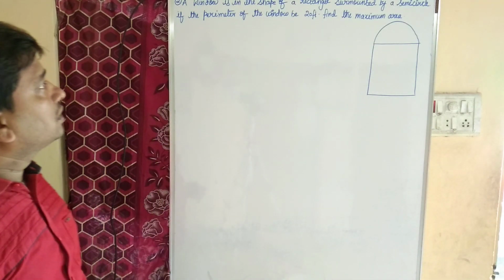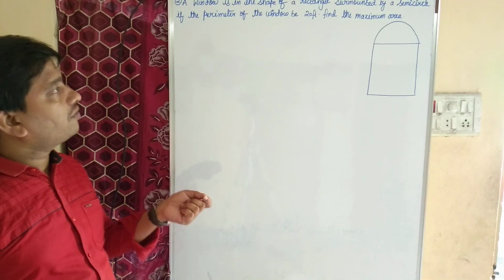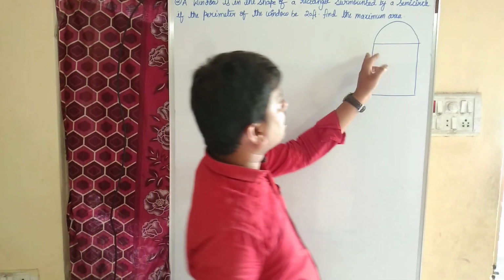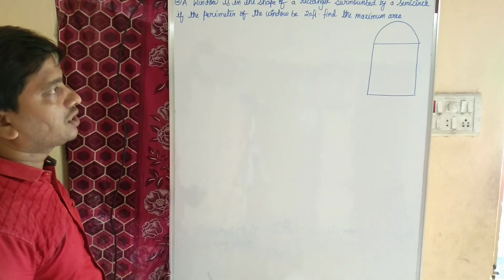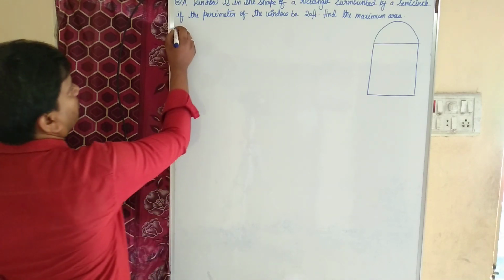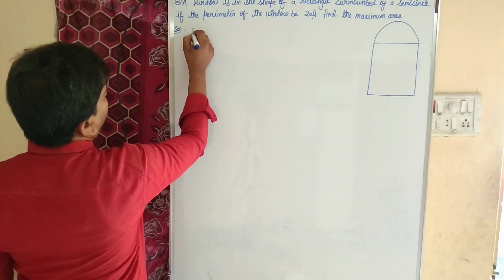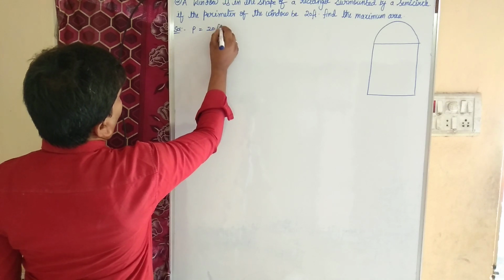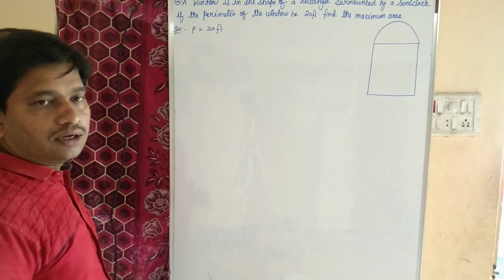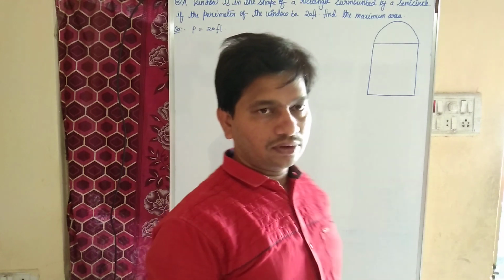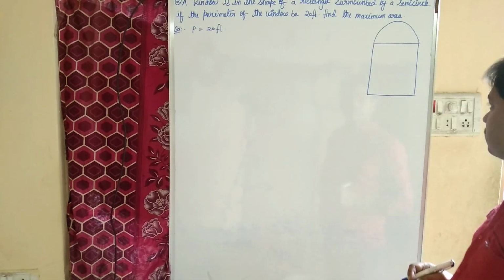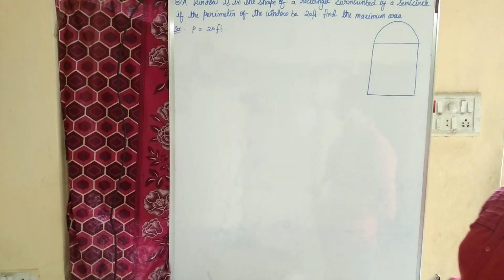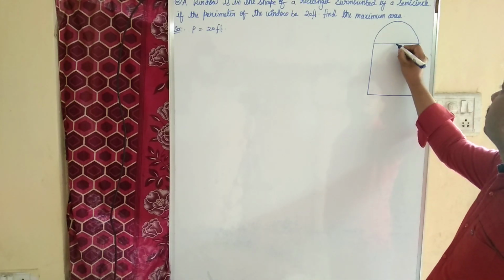This is the diagram. A window is in the shape of a rectangle surmounted by a semicircle. If the perimeter of the window is 20 feet, find the maximum area. So first let us find, let the side of the square be, now it's a rectangle.